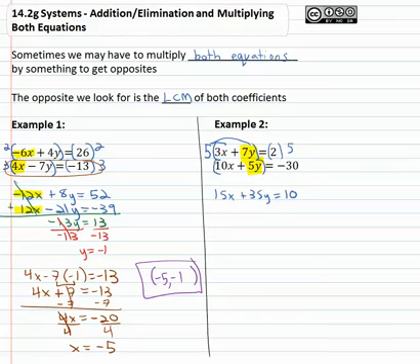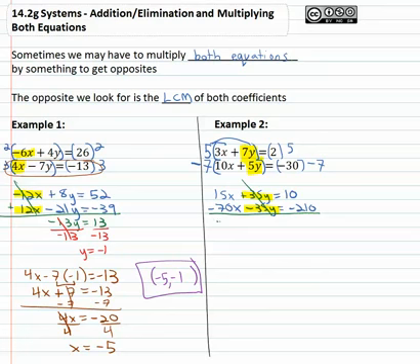The second equation, to get 35, we have to multiply by 7. But if we do that, we'll have 35y and 35y. Neither one's negative. One of them has to be negative. So let's make this negative 7 on both sides. That'll force the negative that we're looking for. That's going to give us negative 70x minus 35y equals negative 210. Now we have opposites in front of the y like we wanted.